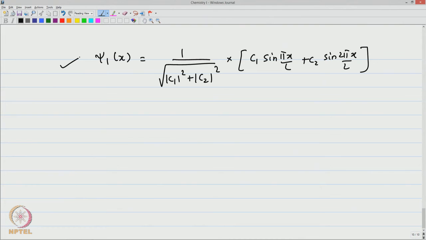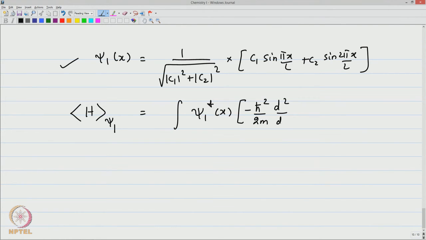And then with this normalization constant, you can calculate the expectation value for the energy as nothing but the expectation value of the Hamiltonian operator in the state psi 1. In the state psi 1, it is given by the integral of psi 1 star x, the operator Hamiltonian, which is minus h bar square by 2 m d square by dx square for the particle with mass m, acting on psi 1 of x, dx from 0 to L.